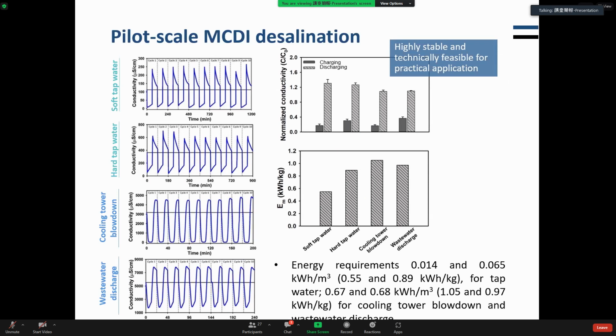I'm sorry, I'm not really good at explaining these graphs, but we can see that after the 10 consecutive flows tested, the conductivity decreases significantly and goes back up at the discharge stage. So we can see it is highly stable and technically feasible for practical applications, either for soft water deionization or hard tap water deionization, or for wastewater treatment. The energy requirement that we are able to estimate is in a range which I already covered a little earlier, between 0.14 to 0.63, or even up to 0.68 kilowatt hour per cubic meter for the wastewater discharge, because the water is not clean. There are a lot of ions in the wastewater stream.